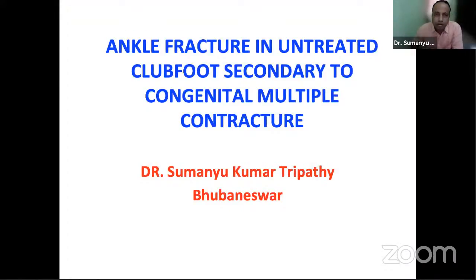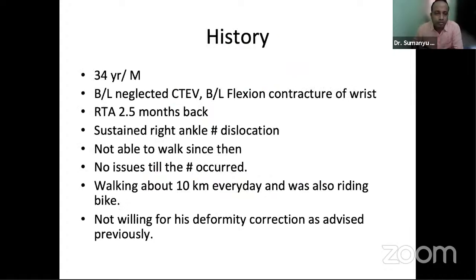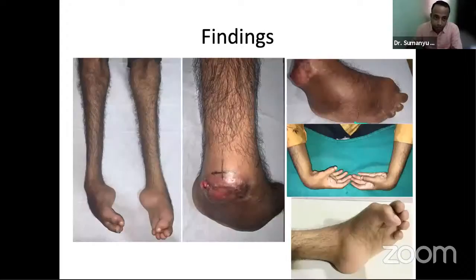Good morning, all. I will be presenting an ankle fracture in a club foot, in a patient with multiple contractures in the upper limb and lower limb. To start with, a 34-year-old male has bilateral hand and wrist contractures and a neglected club foot. He had a fall from a bike around 2.5 months back, and when he presented to me, he had sustained a right ankle fracture dislocation. Before that, he used to do all his activities uninterrupted without any issue, even riding a bike and attending political rallies and everything.